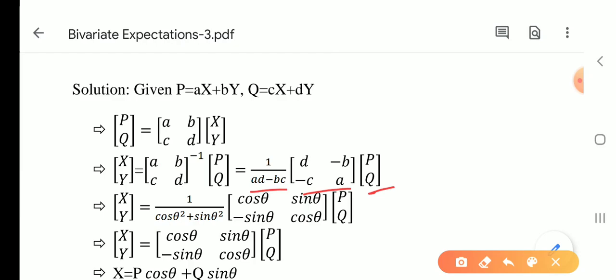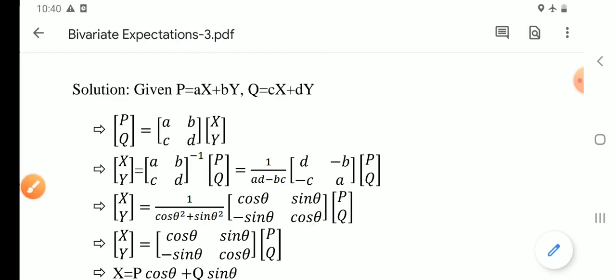Let us put the values of ABCD. A is cos theta, D is also cos theta. It becomes cos square theta. B is minus sin theta, C is sin theta. It becomes minus sin square. So minus of minus becomes plus. So cos square plus sin square becomes 1. Let us put the values of all the terms in the matrix. So D becomes cos theta, minus B becomes sin theta, minus C becomes minus sin theta, A becomes cos theta, into the column matrix PQ.